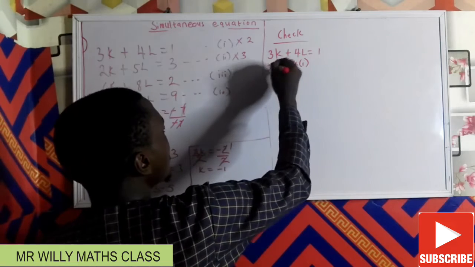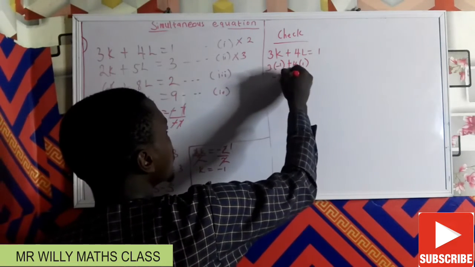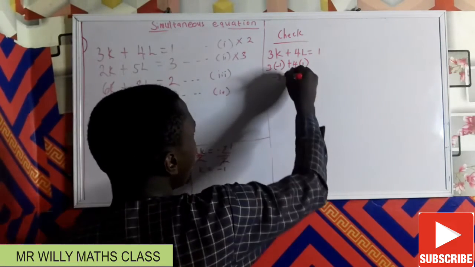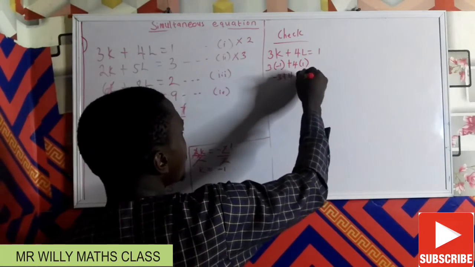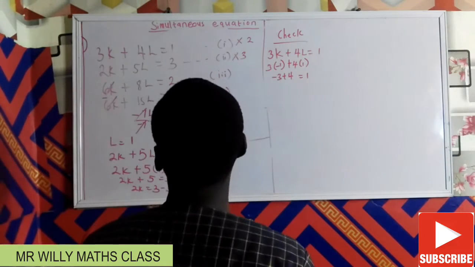Now 3 times minus 1, that will be minus 3. Plus 4 times 1, that will be what? That will be 4. Minus 3 plus 4, that will give you 1. 1 equals 1. This shows that we are correct.